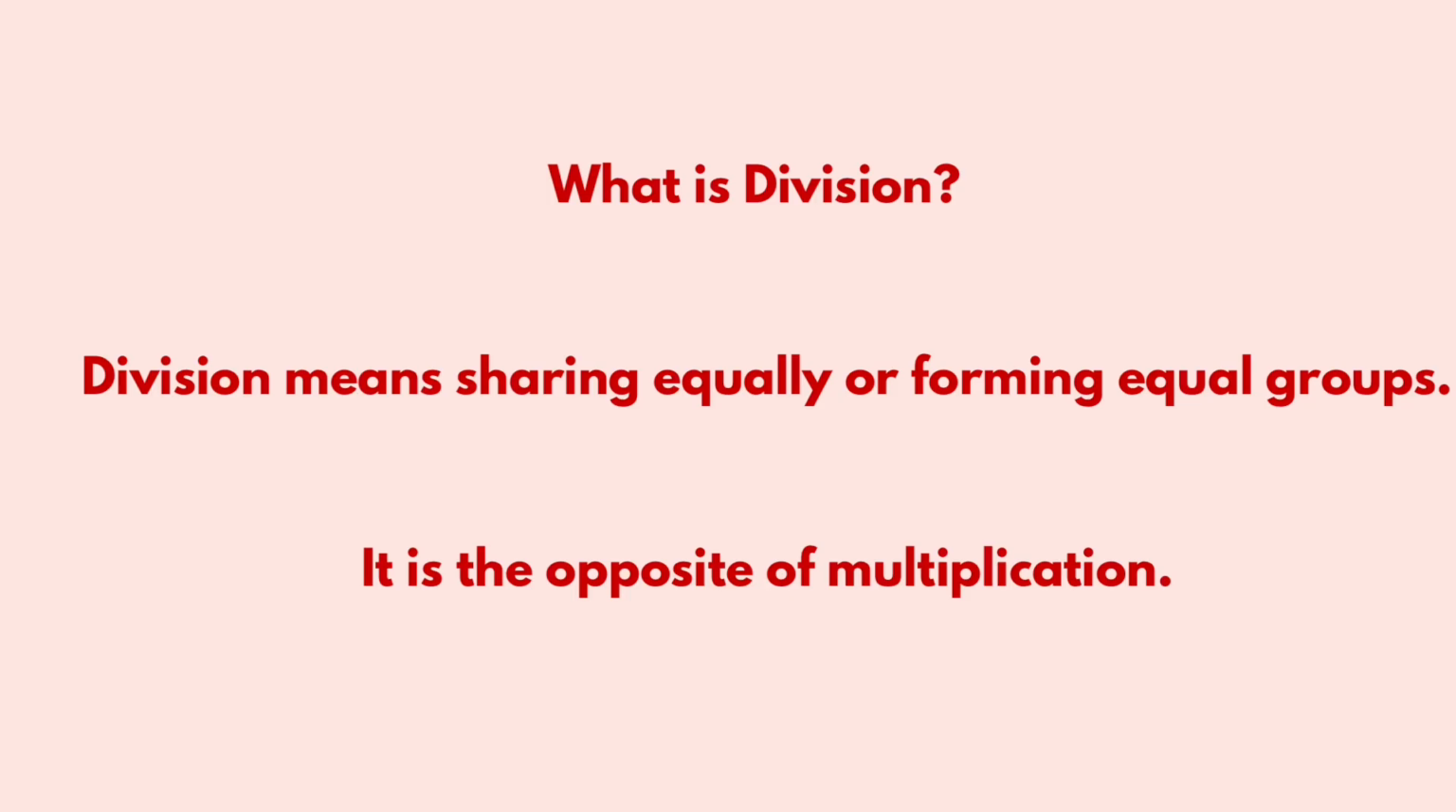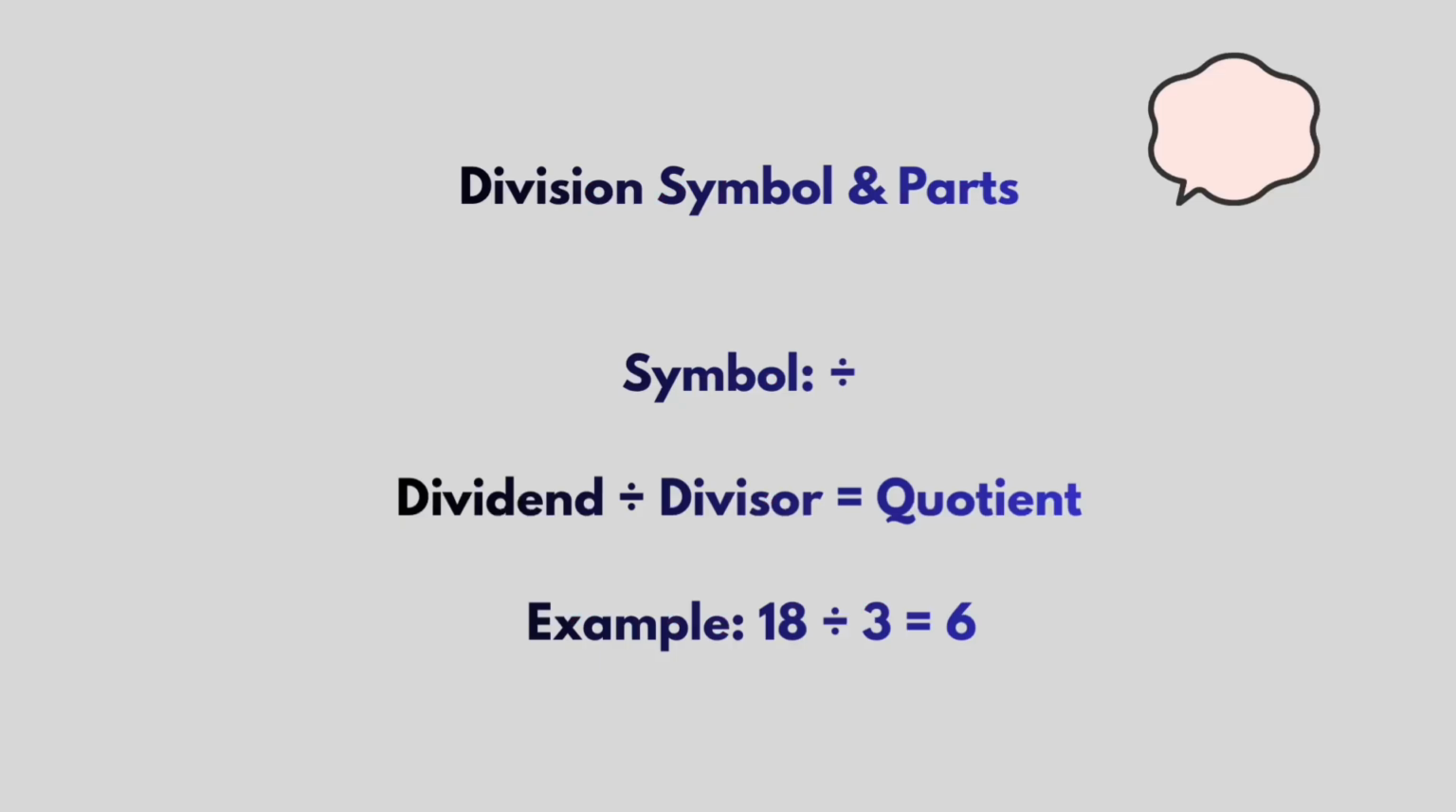Okay. Now let's understand what is division. Division means sharing equally or forming equal groups. This is the opposite of multiplication. We have a symbol of division here. Dividend, divide, division gives us quotient. For example, 18 divided by 3 gives us 6.